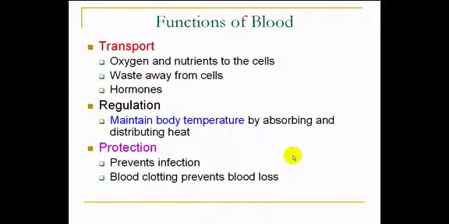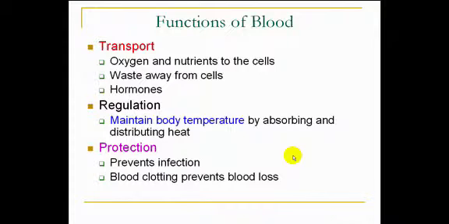The other thing blood does is there are a lot of plasma proteins in the blood that play a role in blood clotting. So if a blood vessel is damaged, the clotting cascade will get initiated and you'll form a clot in that blood vessel. And that's going to prevent blood loss, or hemorrhaging, from that blood vessel.